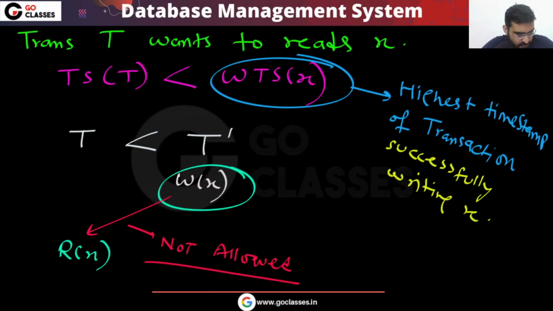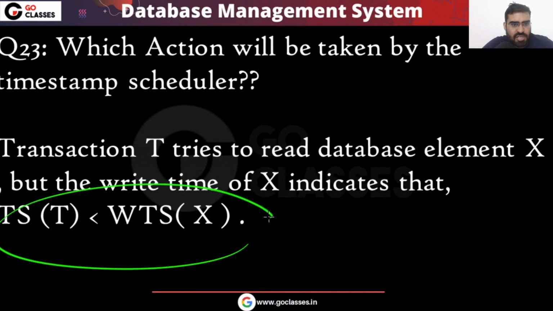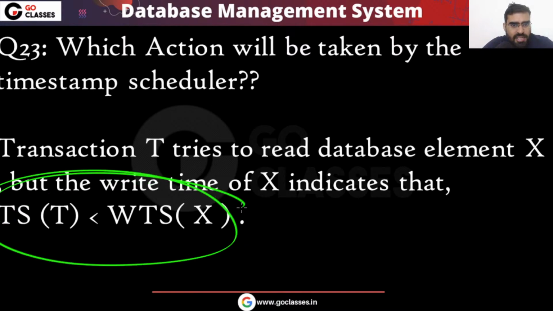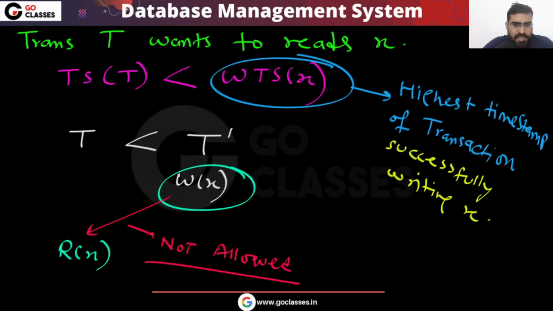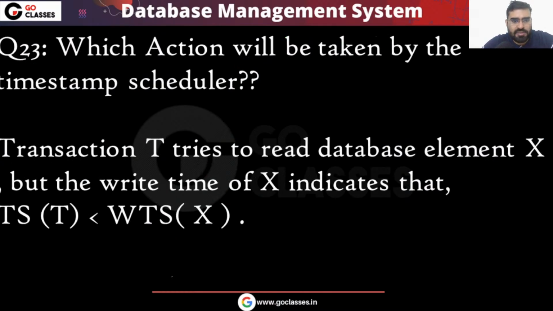This is an interesting question, right? Finally, I can say a good question for the GATE exam. In the GATE exam, this type of question comes: they give you this equation and then ask what action will be taken. Did you understand this? The question is very simple. The write timestamp of X is greater than the timestamp of T. So you just read the question and solve this. Try this. Give me a second.